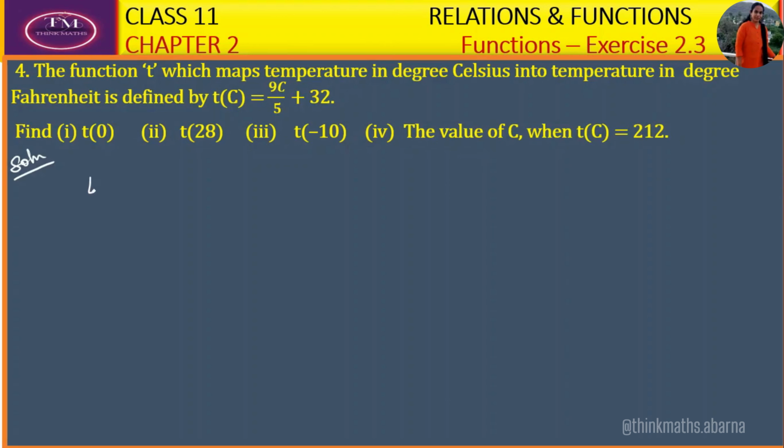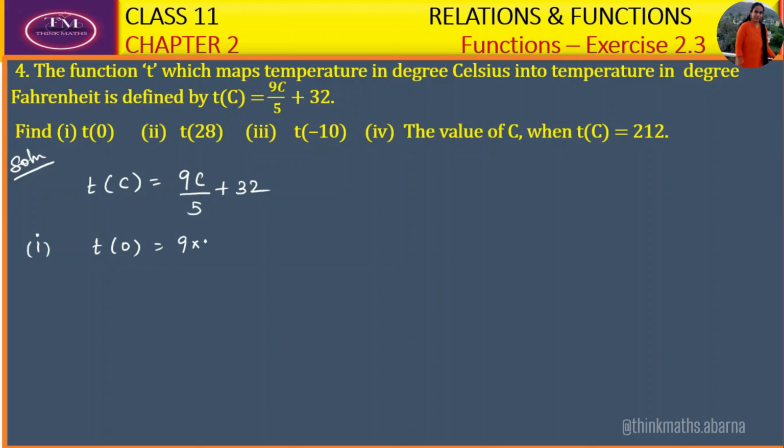So what is T of C? So this is the function defined, which maps temperature in degree Celsius into temperature in degree Fahrenheit. So this is the formula to convert: 9C by 5 plus 32. So what is the first question? We have to find T of 0. That means C is 0 here. So instead of C, put 0.